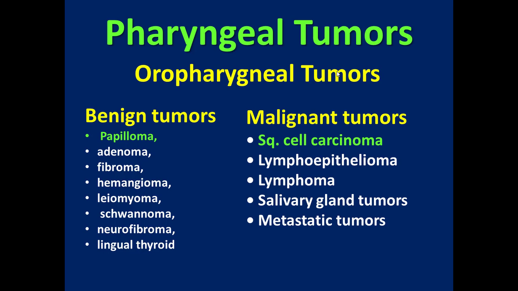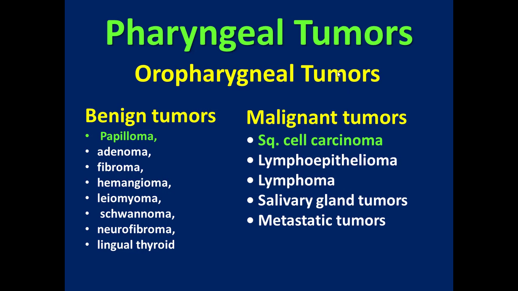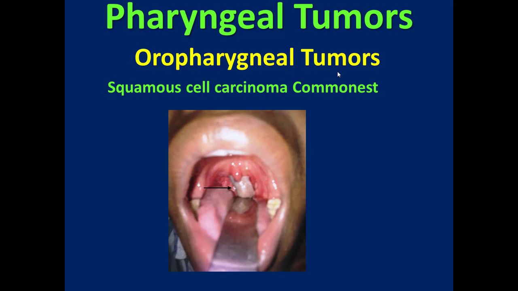Now we're shifting to the other part of the pharynx, which is the oropharynx. In the oropharynx, you can see benign tumors and malignant tumors. The commonest benign tumor is papilloma. It is a very small lesion. And the dangerous tumor is the squamous cell carcinoma of the oropharynx.